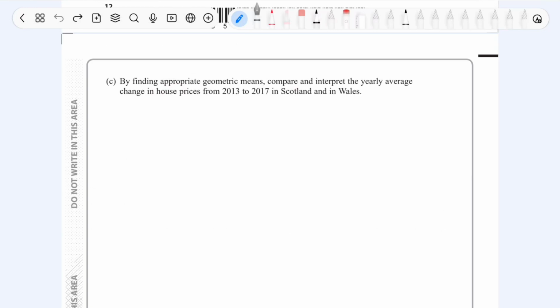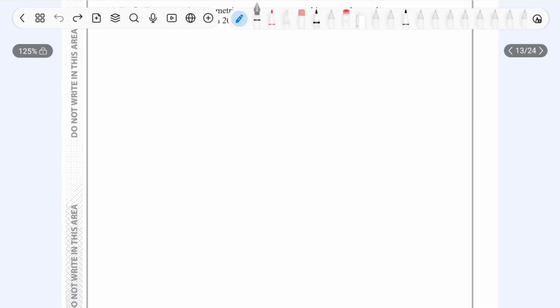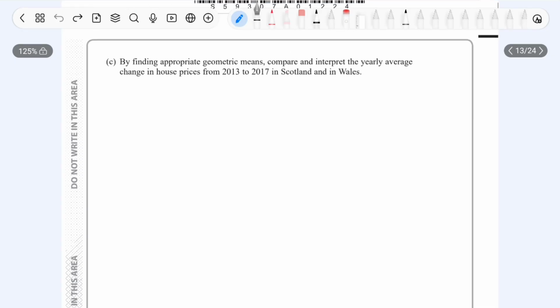Part C now, and we've come to our first proper large calculation question, and it's worth 5 marks. By finding appropriate geometric means, compare and interpret the yearly average change in house prices from 2013 to 2017 in Scotland and in Wales. I'm going ahead and I'm going to highlight the key information. Geometric means, compare and interpret, and the yearly average change in house prices between 2013 and 2017 in Scotland and in Wales.